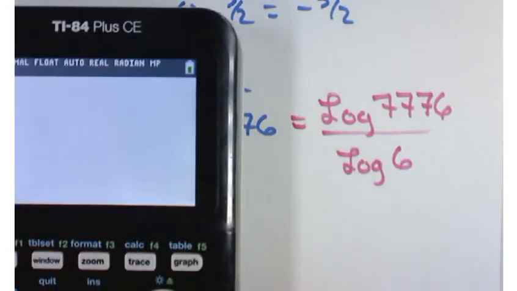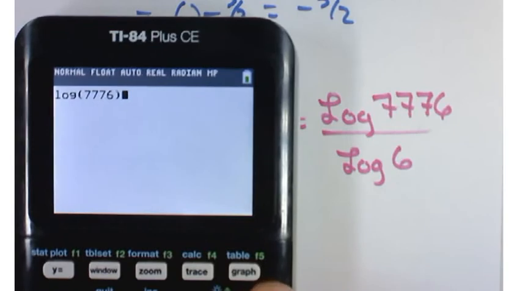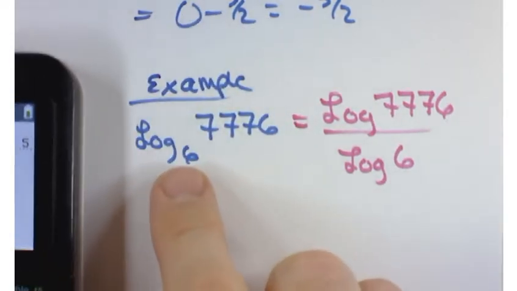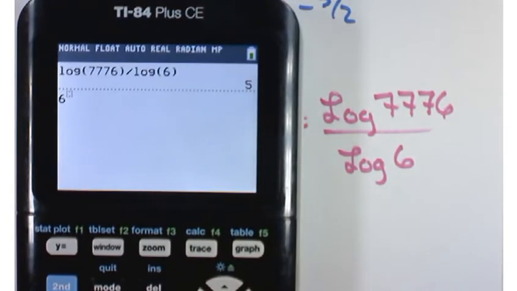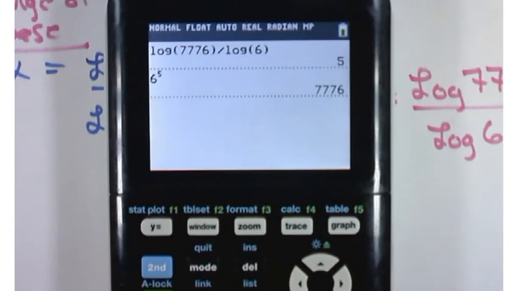And let's see what happens if we do this. So log of 7776, right parenthesis, you got to close off that term, divided by log of 6. 5. Oh, okay. So let me check that. Because what that's saying is that 6 to the 5th power should give me this. So let me check that. 6 raised to the 5th. Oh, okay. It works. Nice. I feel like one of those infomercials here. But wait, there's more.